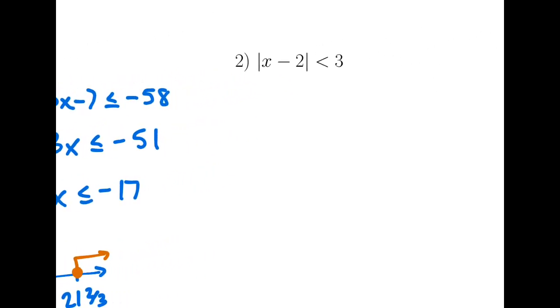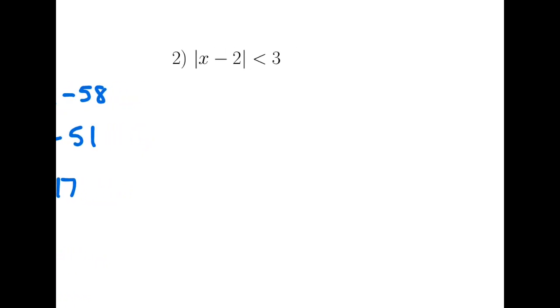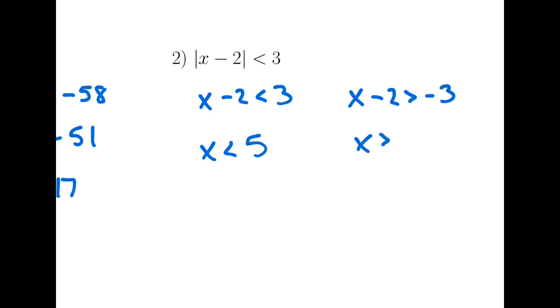Our other example looks like it'll work out better. So here we have the absolute value of x minus 2 is less than 3. So the distance is less than 3, so it's going to have to be between two values. So x minus 2 has to be less than 3, but x minus 2 is also going to have to be greater than negative 3 to be inside of those values. So add 2 to all of the sides, and we get x is less than 5, and x is greater than negative 1.